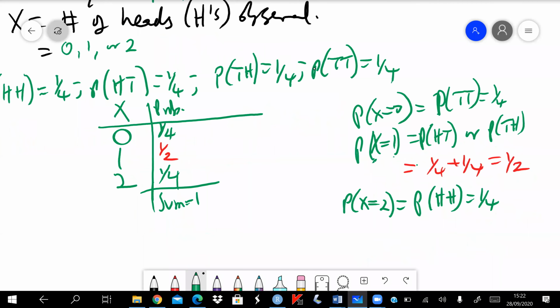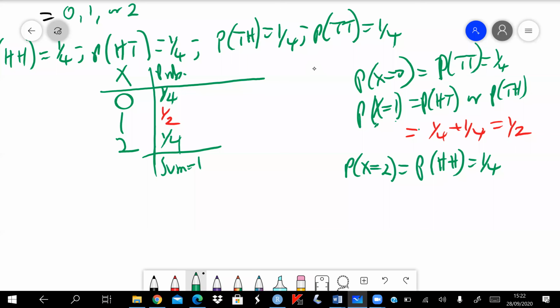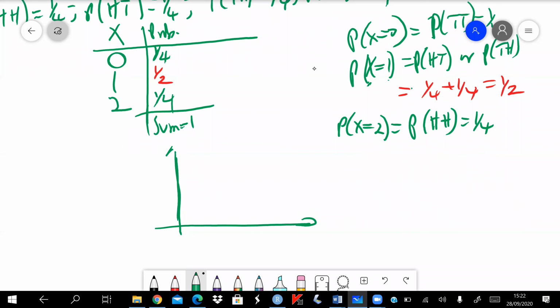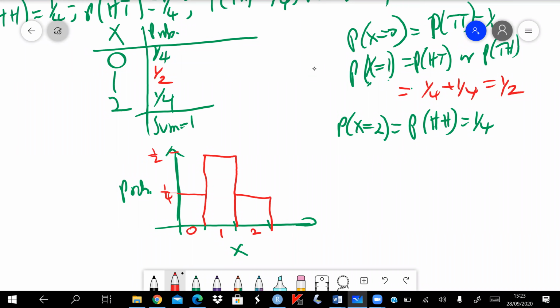Okay. So if you want to represent this graphically, you will end up with something like this. So here you'll have X, and here you have the probability. I am going to center the values of X so that I can have a histogram. So I'm going to have 0 there, 1, and 2. So the first bar will go up to that point, assume that is 1/4. The other one will be twice as long, which is 1/2. And the final one will be 1/4. So that's what you have.